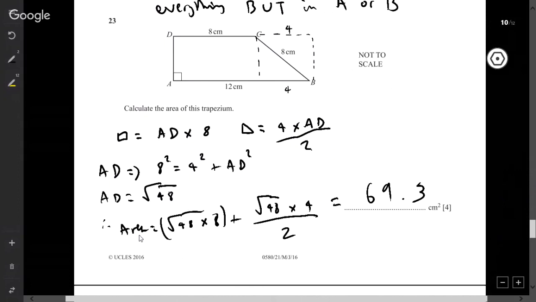So the total area of the trapezium is the square root of 48 times 8 plus the square root of 48 times 4 over 2. Type that into a calculator and you get 69.3.